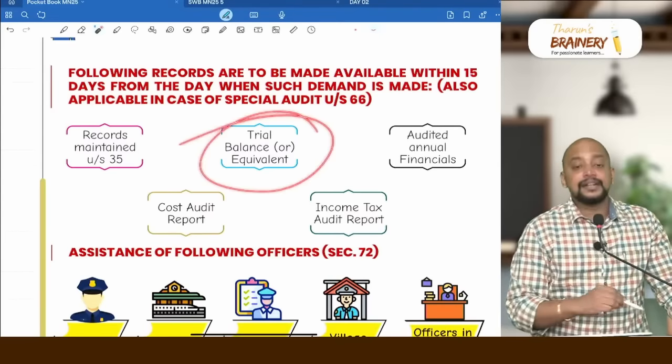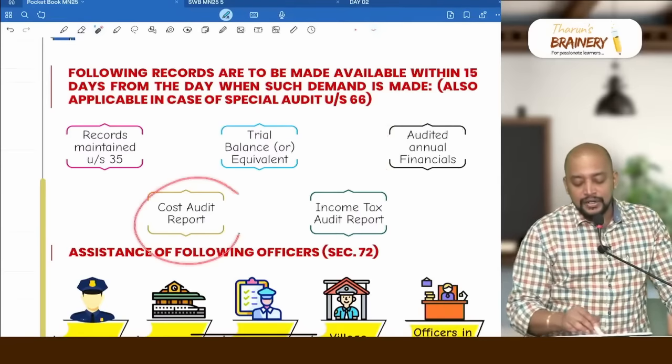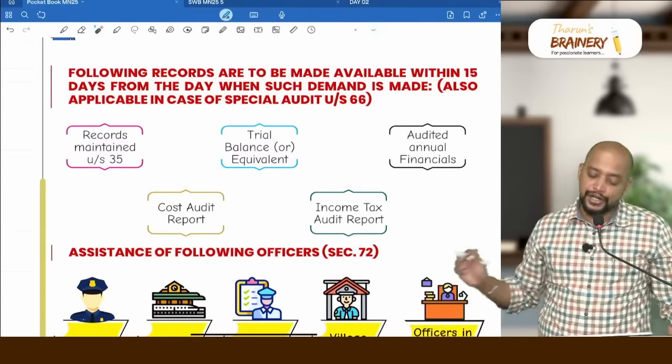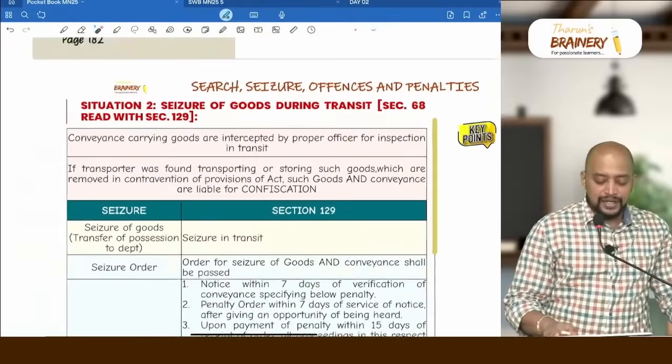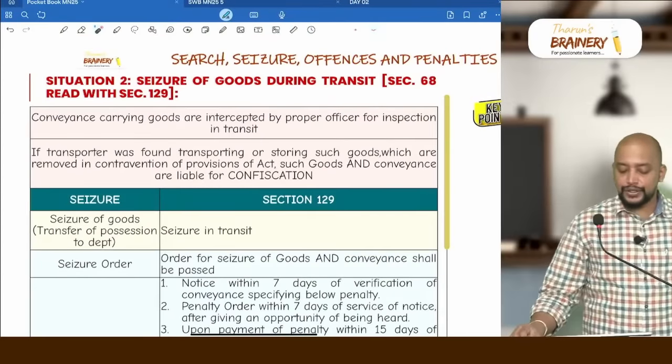Next, number 2, trial balance or equivalent. Then audited financials, cost audit report and income tax audit report. Then next one you see. So we completed situation 1. Now we are moving on to situation 2.